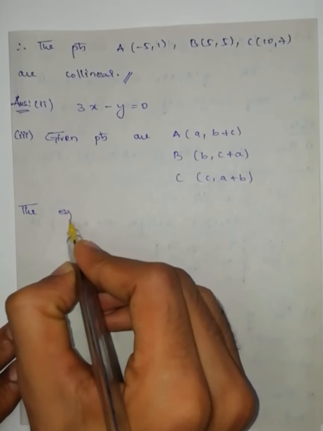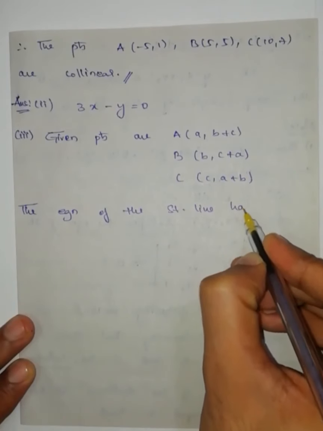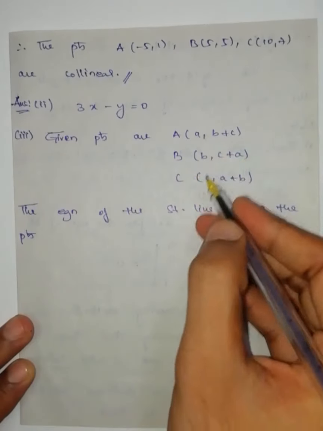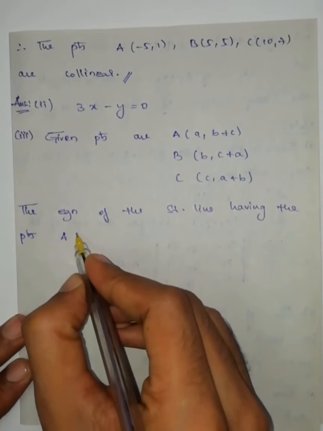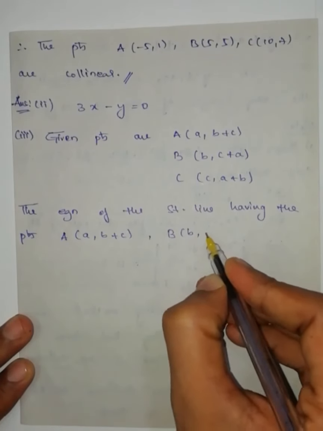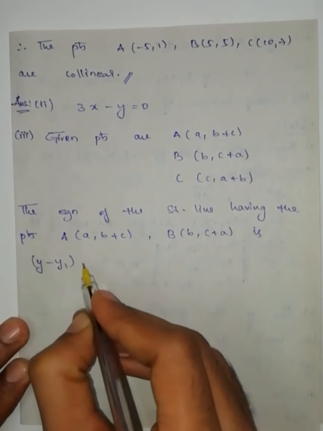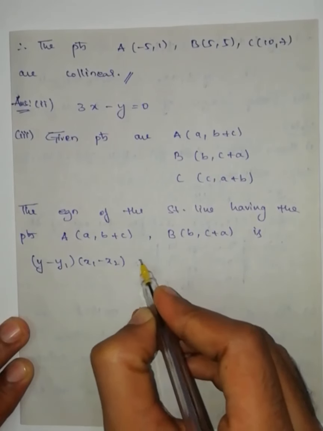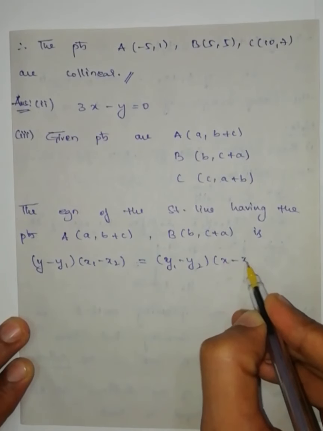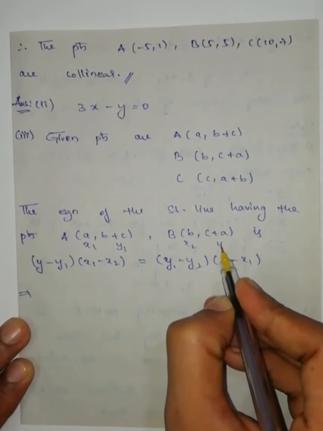The equation of the straight line having the points, take any two points and taking A and B, A comma B plus C, B comma C plus A, is y minus y1 into x1 minus x2 is equal to y1 minus y2 into x minus x1. This is x1, y1, x2, y2.